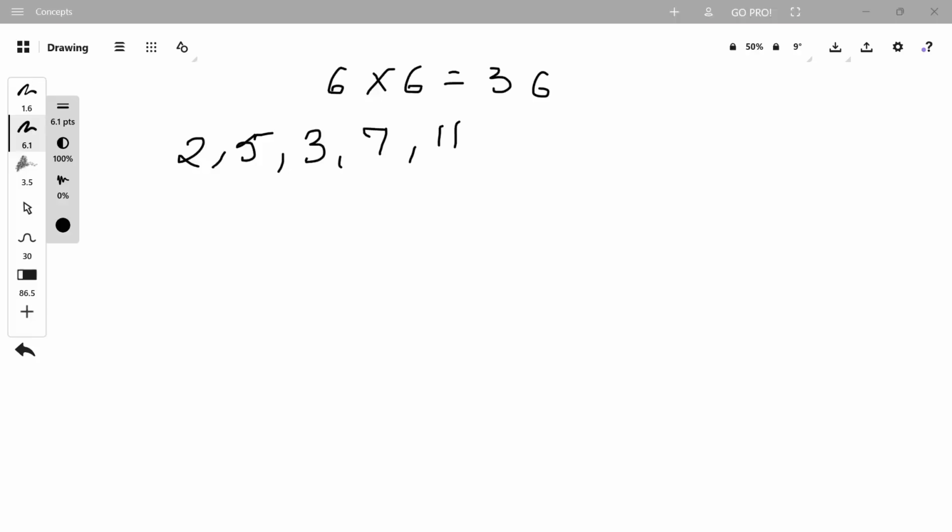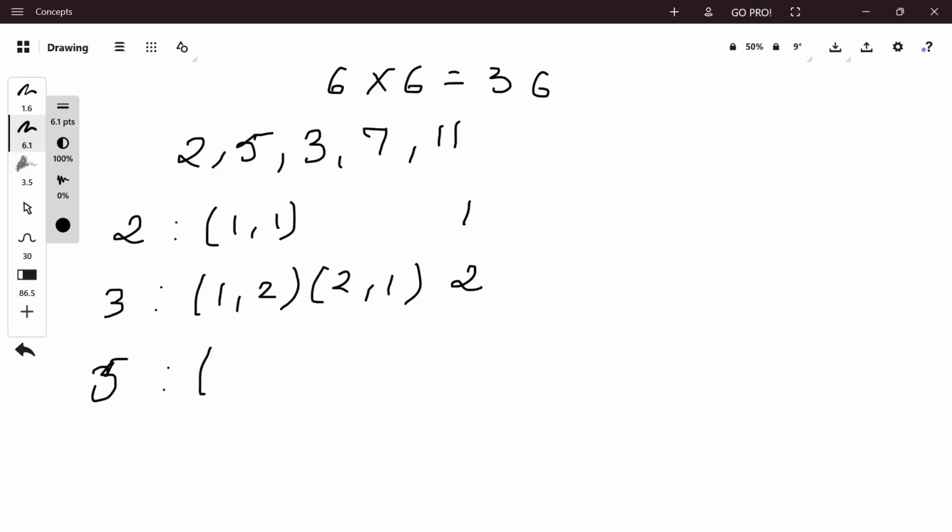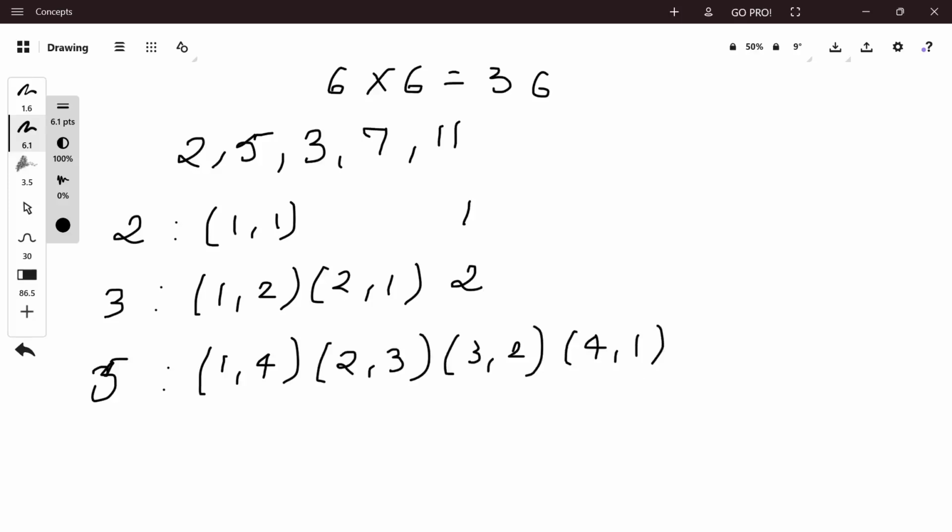The sum of 2 can be 1, 1, that is one outcome. The sum of 3 can be 1, 2 and 2, 1, that is two outcomes. The sum of 5 is 1, 4, 2, 3, 3, 2 and 4, 1, that is four outcomes.